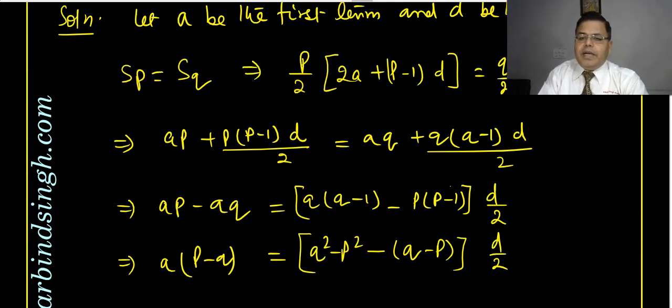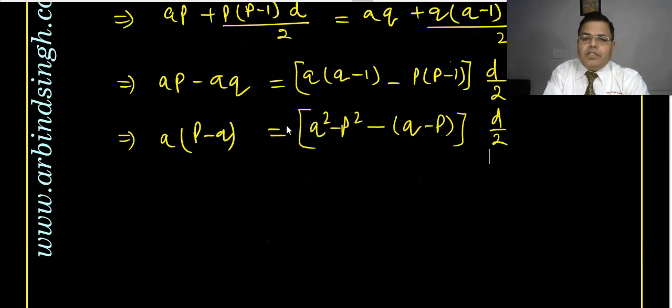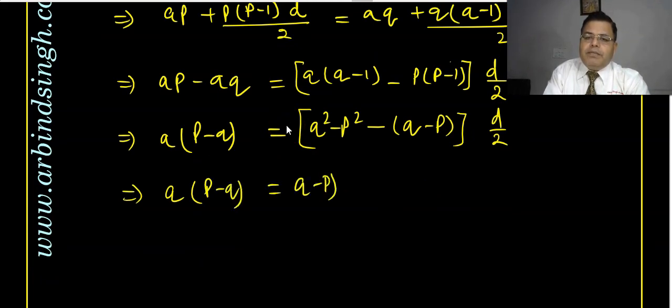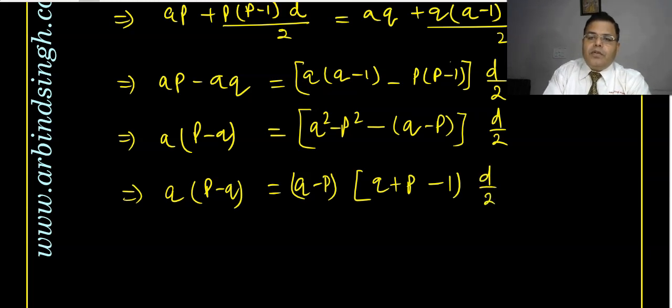Now we can take q minus p common, and if I take p minus q common, then what will happen? Here p minus q, here q minus p, if I take it common, then q plus p is left, and there will be minus 1 into d by 2. I hope you got it. So it will be like that. Now if I cancel them, this will cancel by minus 1 times.